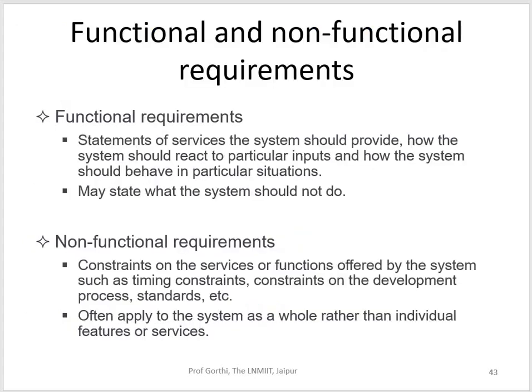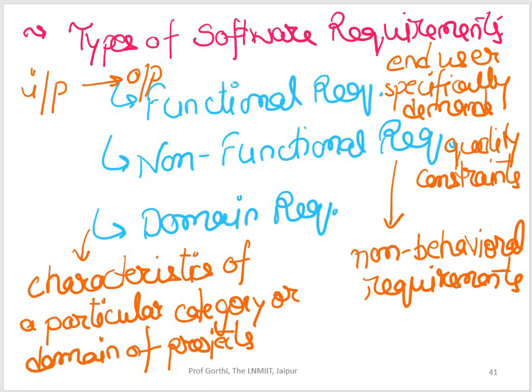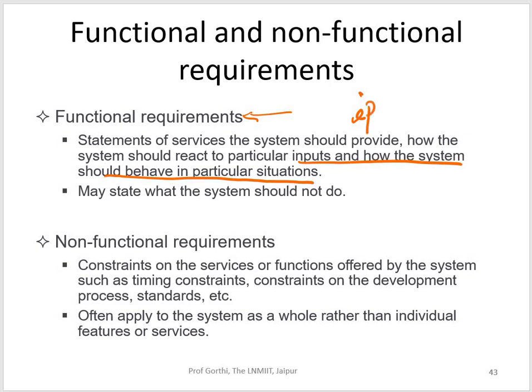Now, these functional requirements are the statements of services the system should provide, how the system should react to a particular input, and how the system should behave in a particular situation. That's what I was saying previously about input to output, right? So from input to output, these things are expected in case of functional requirements. And it may also state what the system should not do.